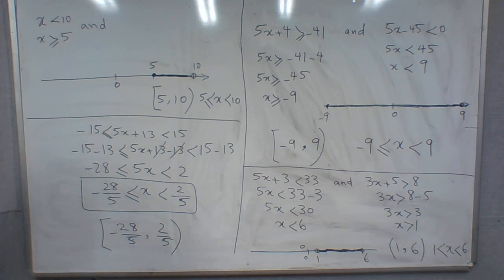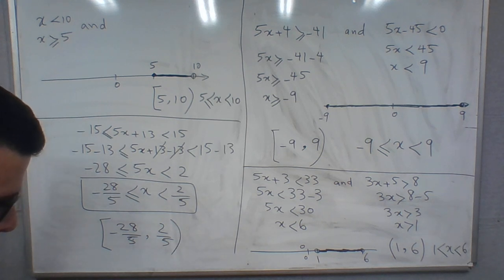Problem number 94. For each point on the graph above, select the correct location from the drop-down list. Okay, so I don't have access to the drop-down list, so I just give you the coordinates of the points.